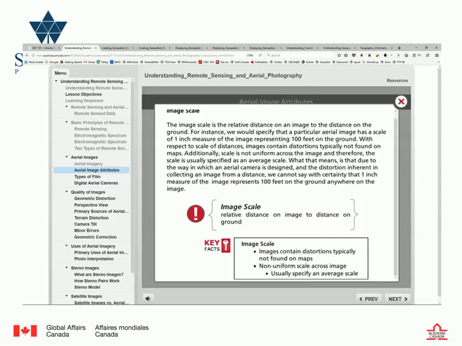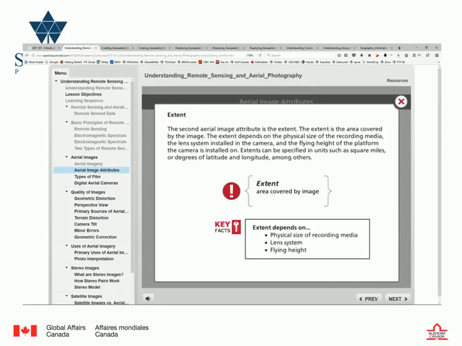In our case, we're really talking about satellite, each scene. But with the DJI, we've got each frame. We process it into one big map, an orthophoto, so it's a little different. I think that's not quite relevant for us unless you're using a satellite image. Extent is the physical size of the recording media, lens system, and flying height. A satellite image is quite large. The photo width of a satellite image could be hundreds of meters wide.